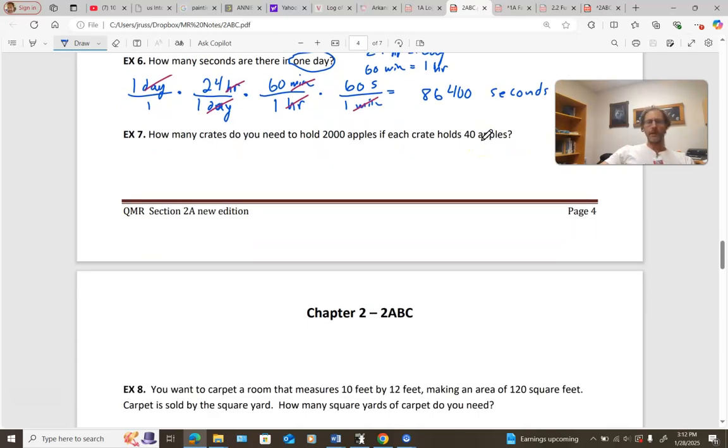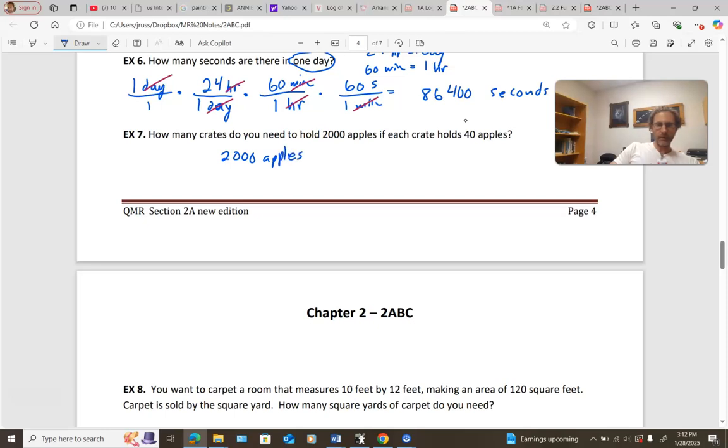Example 7. It says, how many crates do you need to hold 200 apples if each crate holds 40 apples? So what we've got here is we essentially want to convert a number of apples to crates. So these are our units in this case. So I'm going to start with the 200 apples.